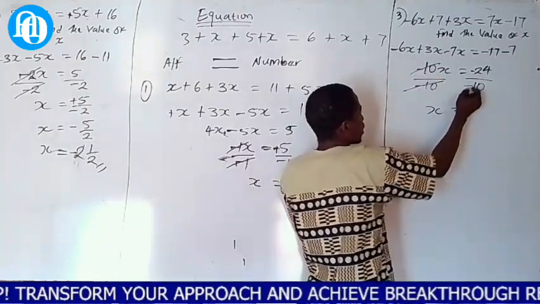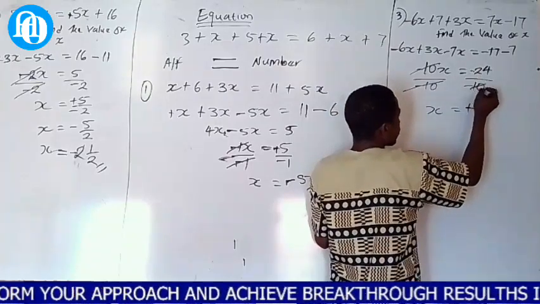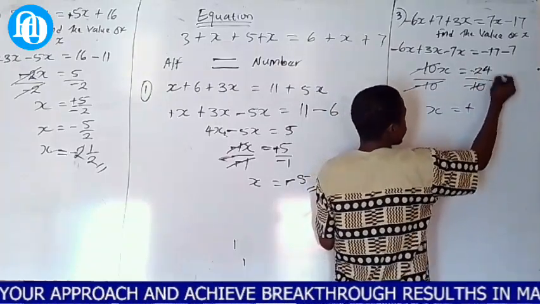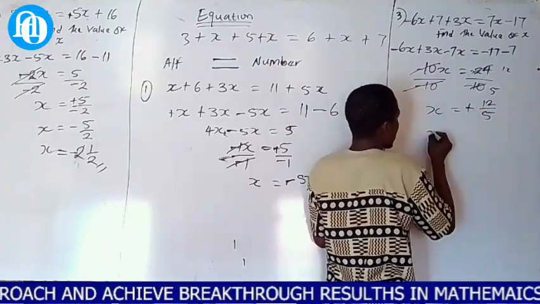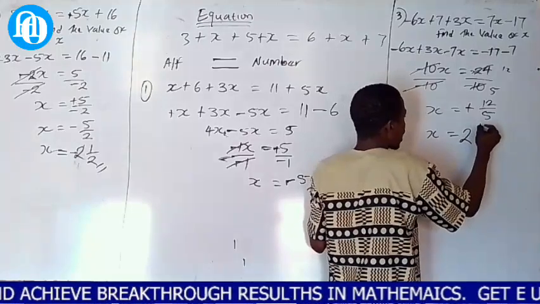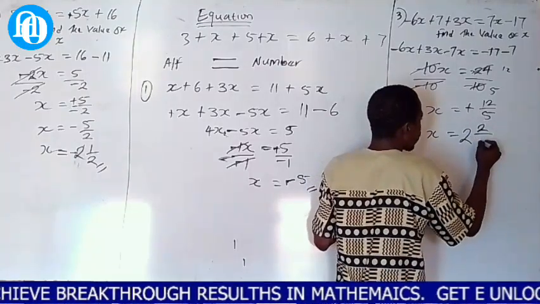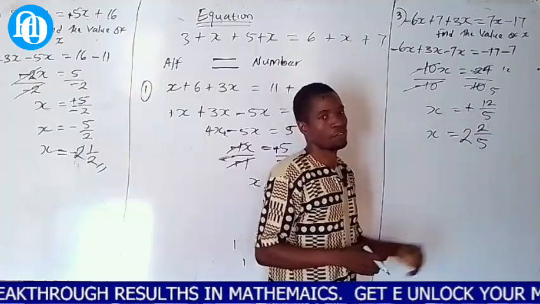x will be what? Minus divided by minus is what? Plus. 2 here, 5. 2 here, 12. It will now be 12 all over 5. x will be what? It will be 2 whole number, 2 all over 5.